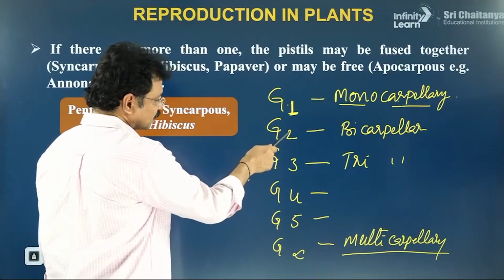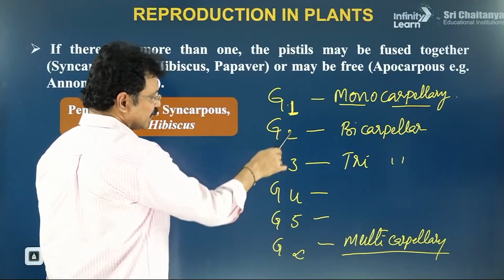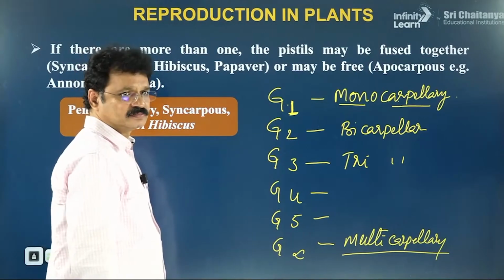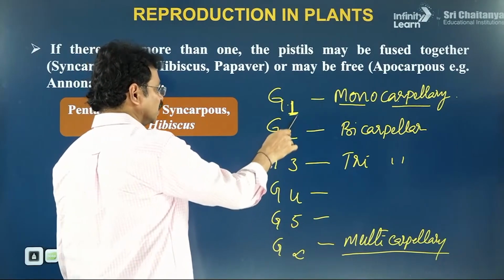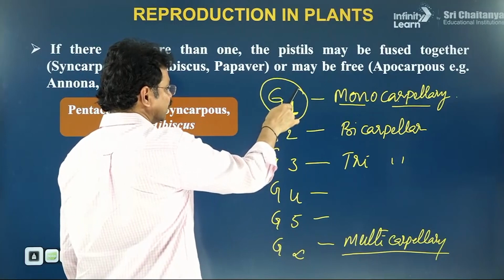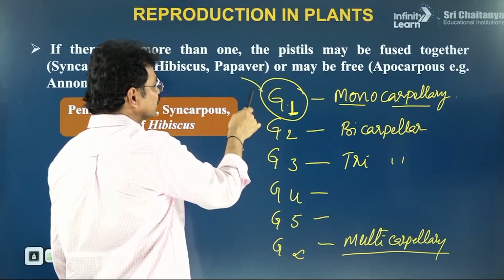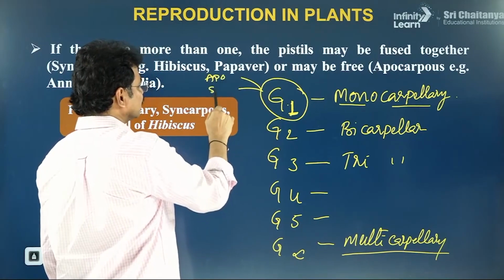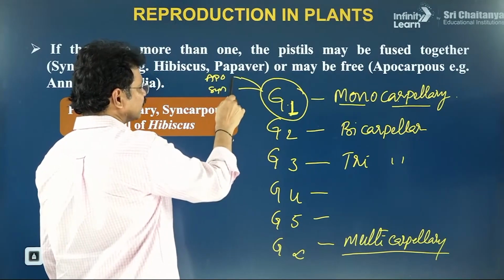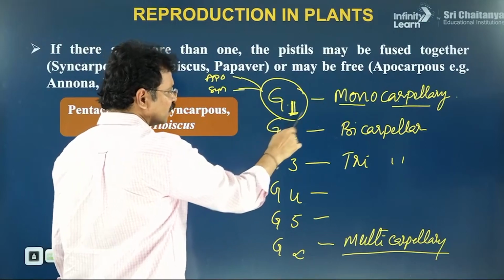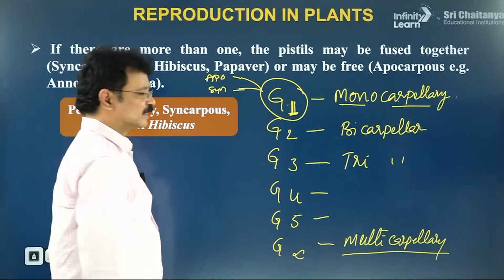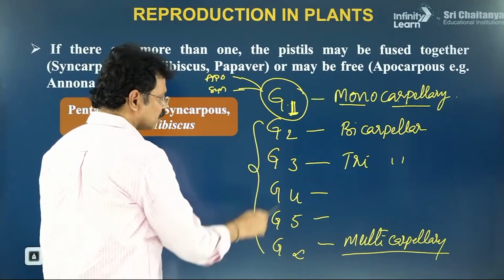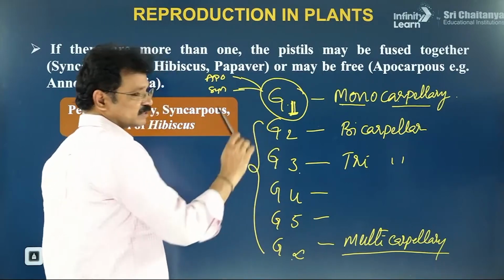If the number of carpels is more than 1, an apocarpous condition is possible, or a syncarpous condition is also possible. If only one carpel is there, it is not possible to differentiate the gynoecium as apocarpous or syncarpous. This kind of differentiation is not at all possible in monocarpellary, but it is possible in bicarpellary to multicarpellary status.